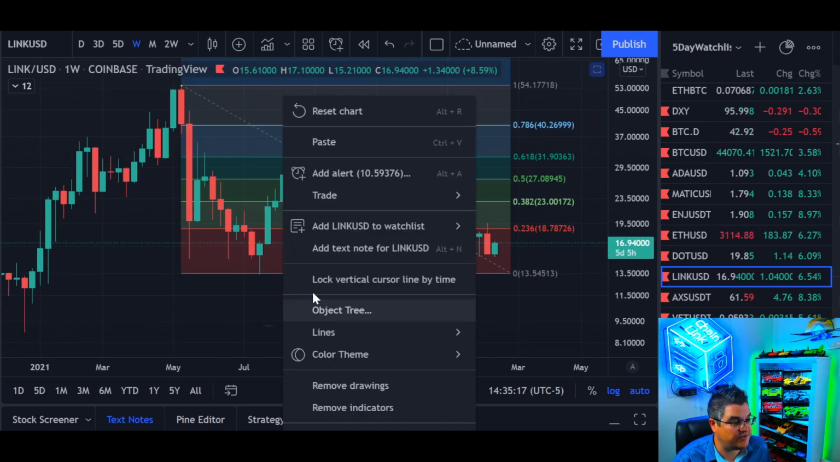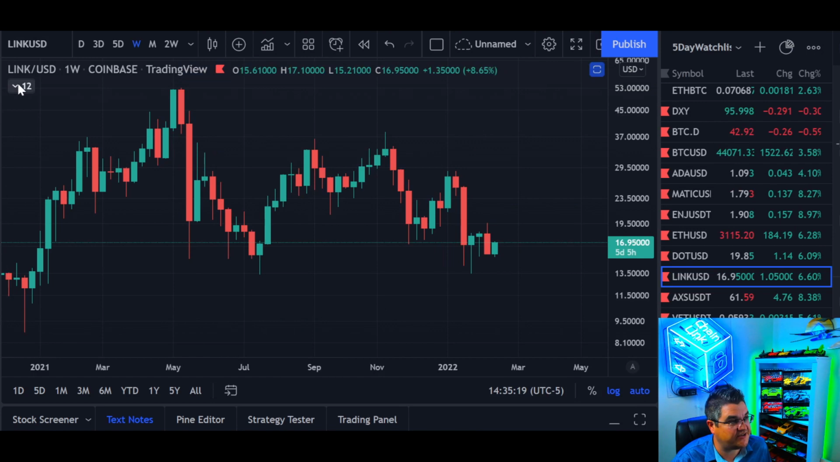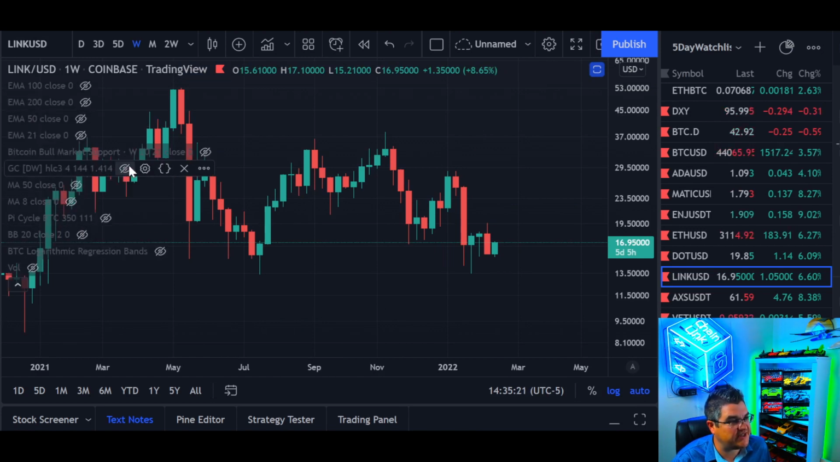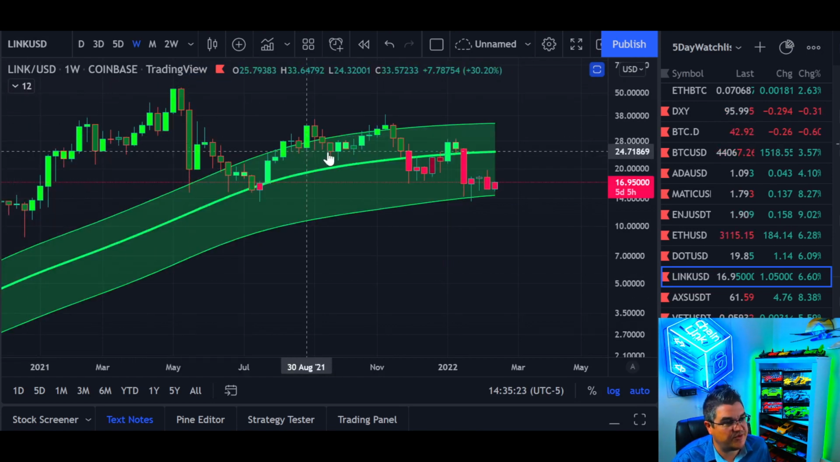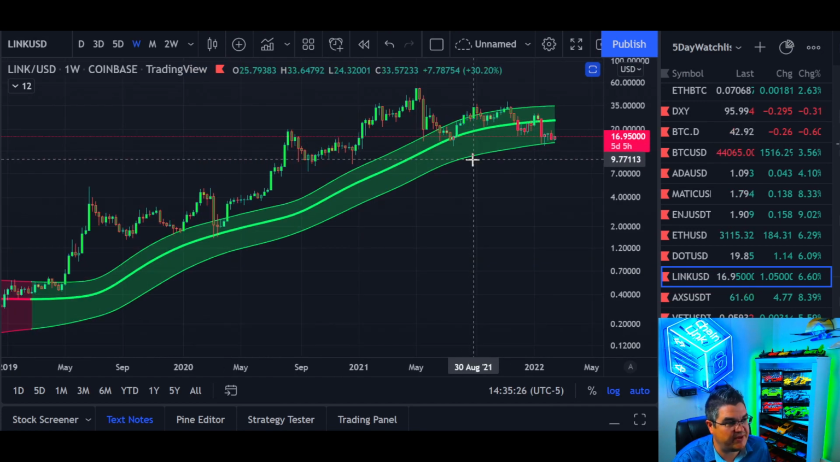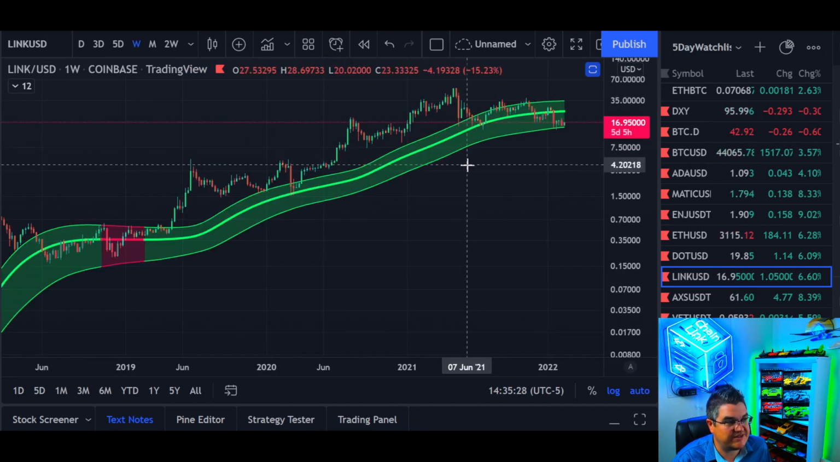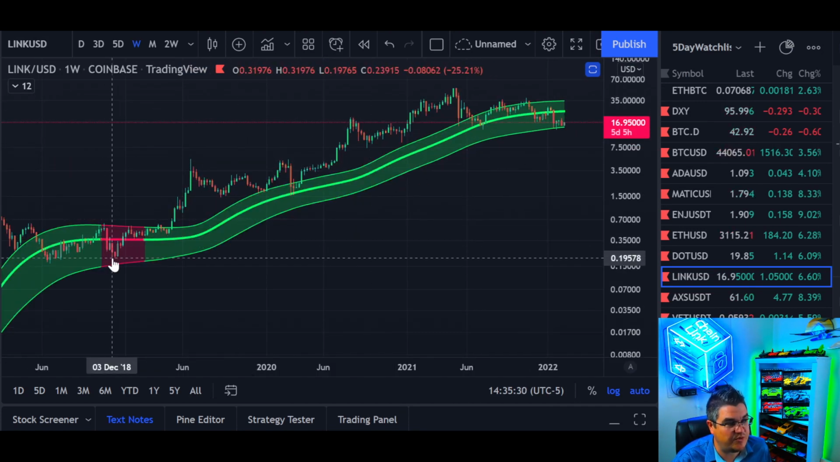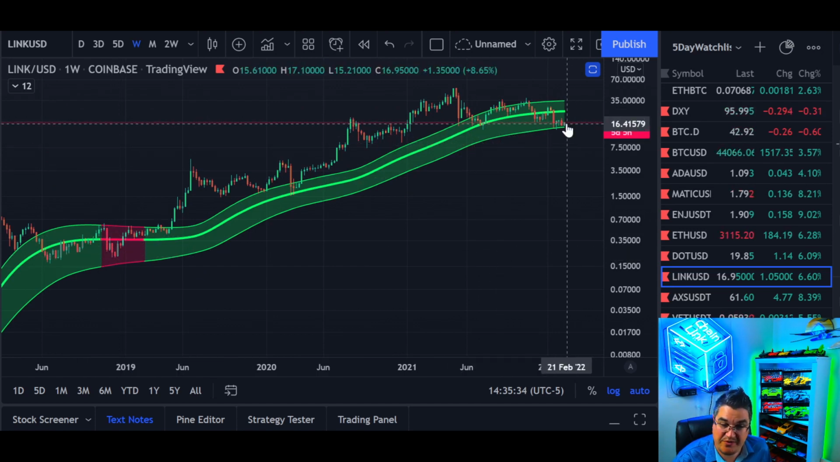Okay, so let's remove this and let's go look at the Gaussian channel and see if that can help us with anything further. Okay, so we have the weekly Gaussian channel, right? The big picture for Link. We've been at the low on the weekly Gaussian. We've even been red, okay? We're not quite red yet. Hopefully we don't turn red.